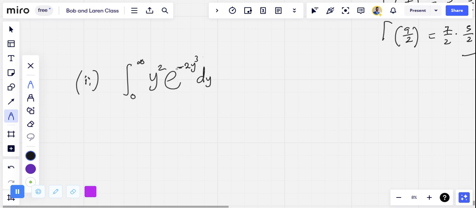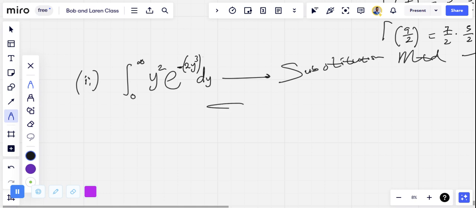Looking at this, the first thing that should come to mind is to consider the index you have for the exponential. Does it really look like negative x, negative y? This 2y cubed is really disturbing. You have to use the substitution method for it as well. So to use substitution method, you know what to do from there.